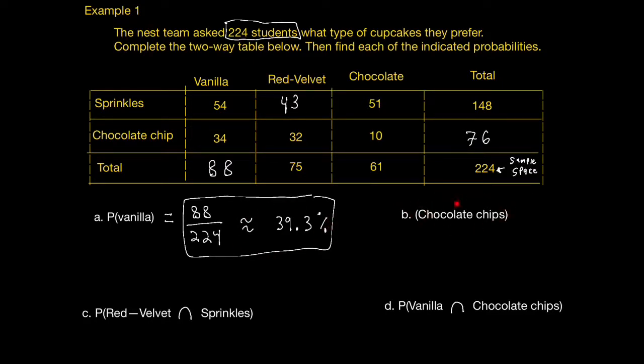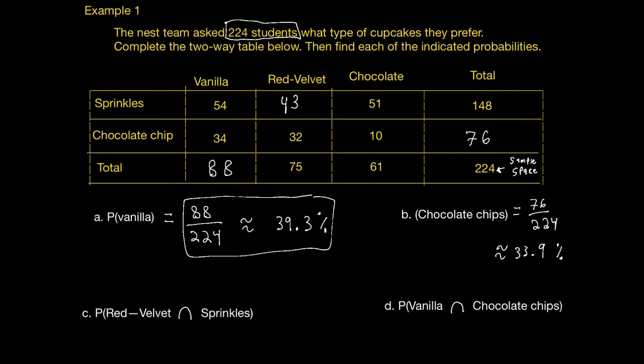Now let's get the probability of chocolate chips. So let's take a look. Chocolate chips are now on the left, so we have to go to the very right to get that total, and that's going to be 76. So the probability of chocolate chips would be 76 out of the sample space, which we already established is 224. So let's input this into the calculator and let's get an approximation. And here I get approximately 33.9%. And just to remind you, I am rounding to the nearest tenth, so just to one decimal place. So that is my percentage. My ratio is 76 over 224.